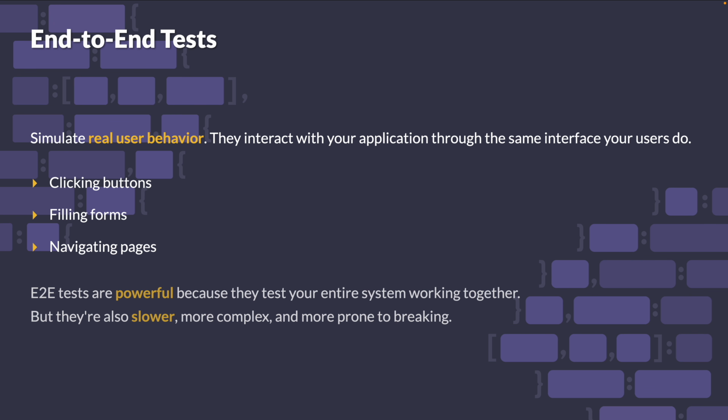At the top of the pyramid, end-to-end tests simulate real user behavior. They interact with your application through the same interface your users do, by clicking buttons, filling forms, navigating pages. End-to-end tests are powerful because they test your entire system working together. But they're also slower, more complex, and more prone to breaking when your UI changes.